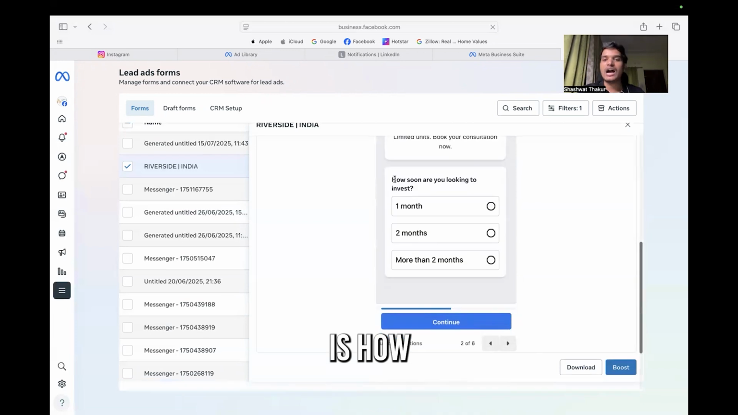The second question is how soon they are looking to invest. Like, what is the timeline? Is it 1 month, 2 months or more than 2 months? So they can put the timeline also, and the lead can select any option: 1, 2 or more than 2.